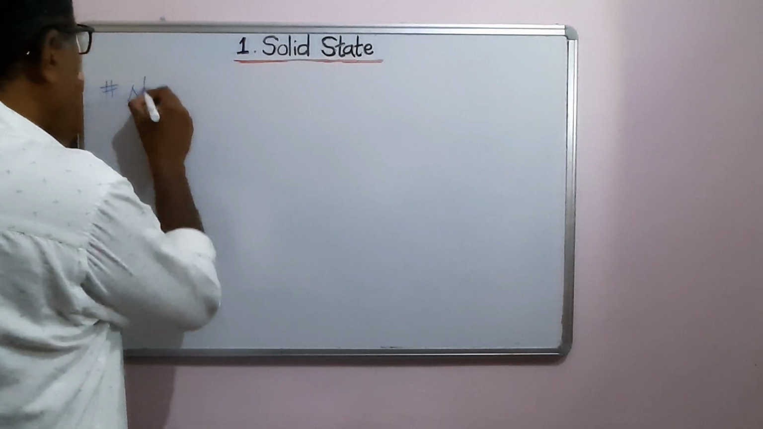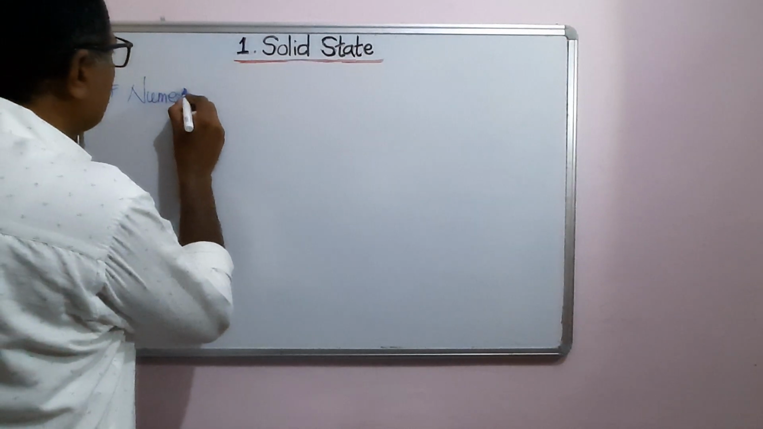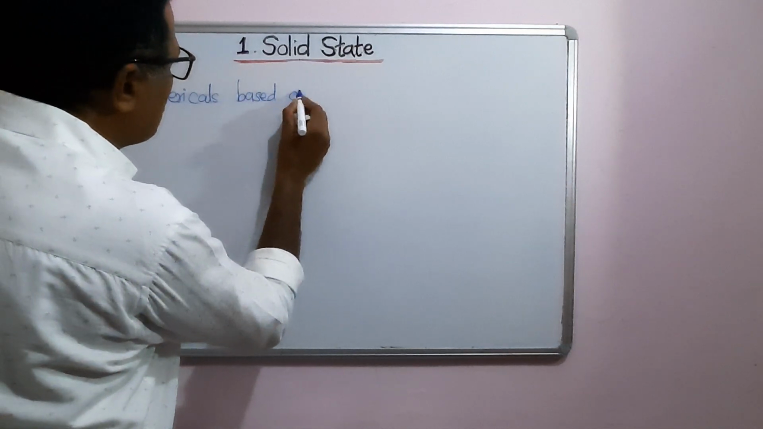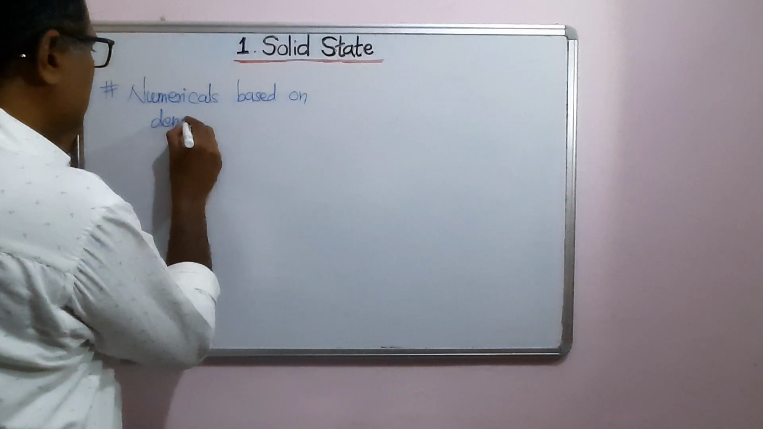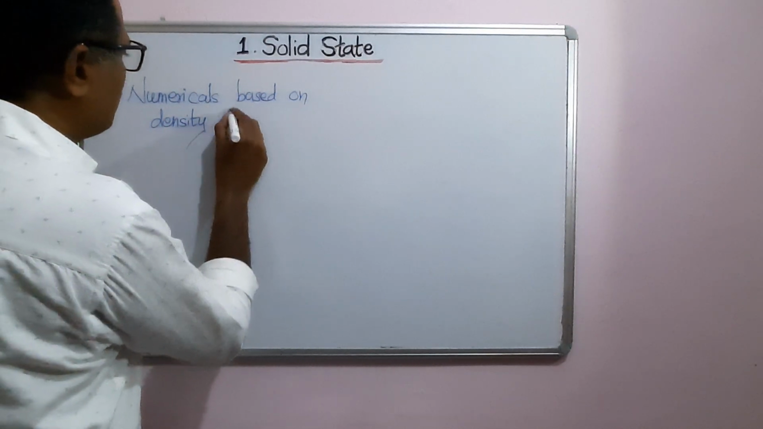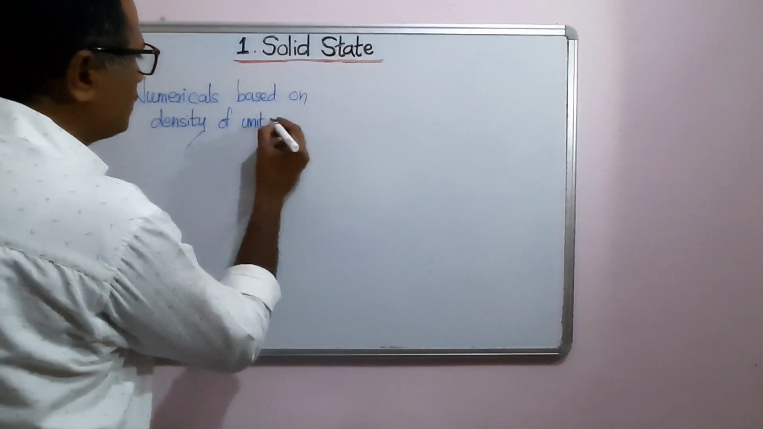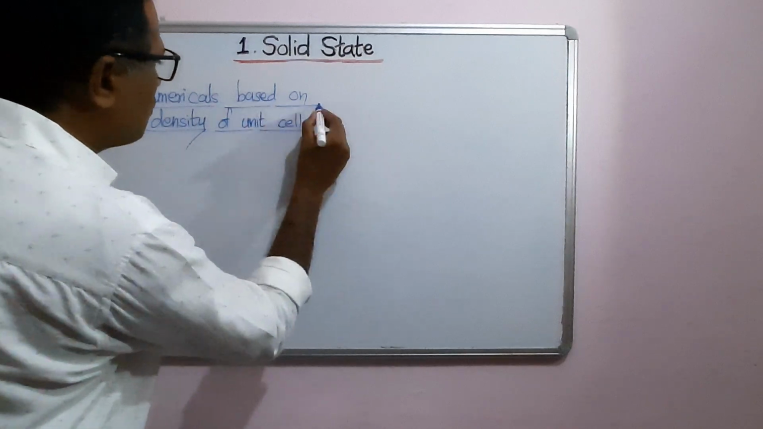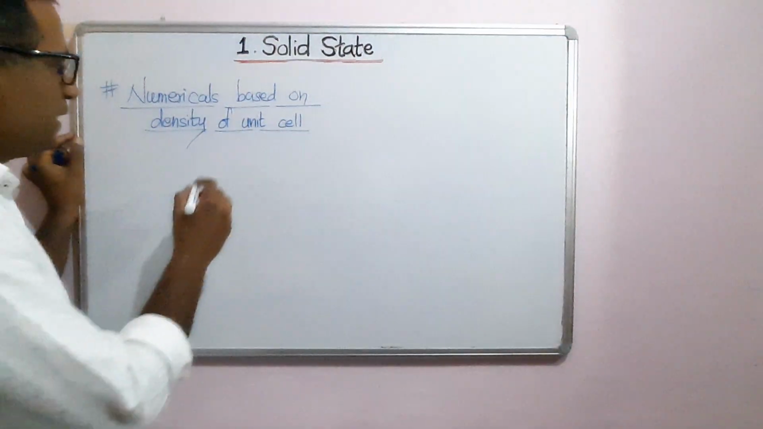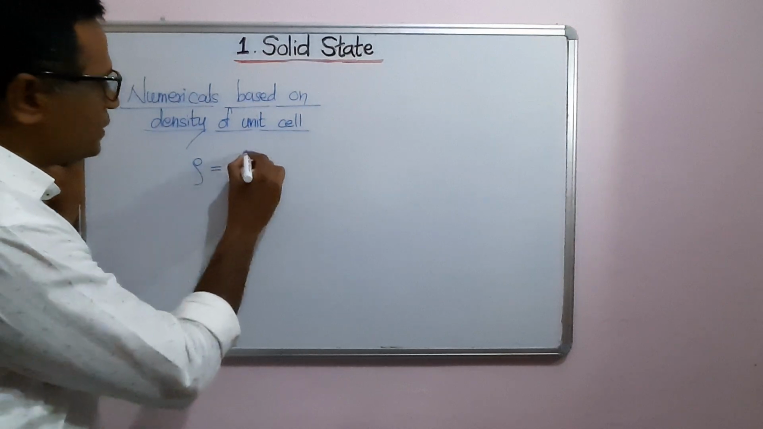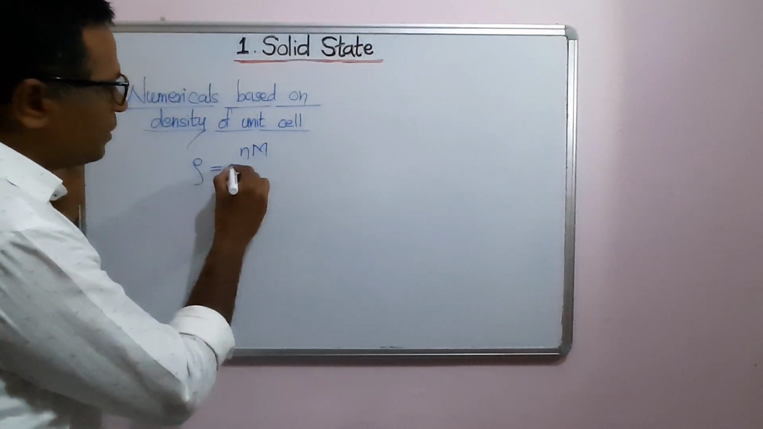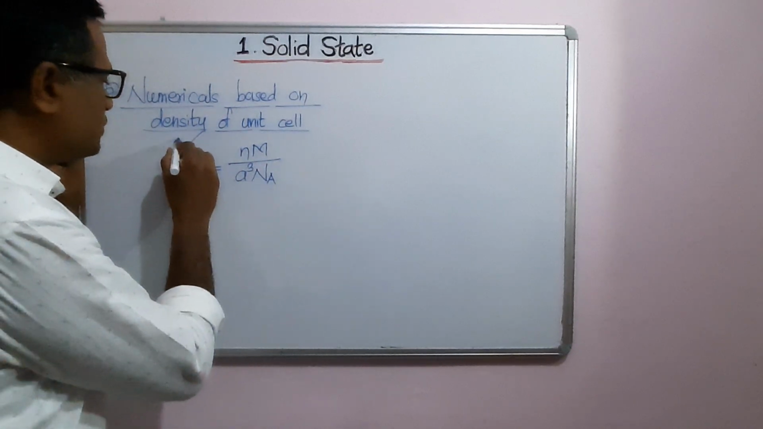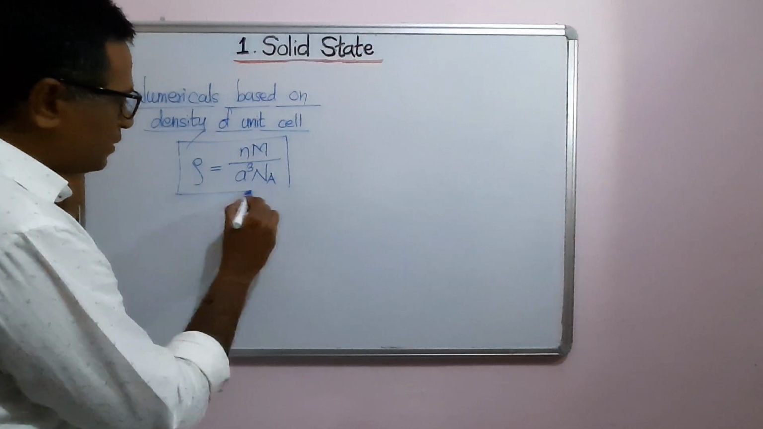So we start numericals based on density of unit cell. So in the previous video we got the equation for density of unit cell, and the equation is rho is equal to n into M upon a cube Na. So this is that equation we obtained in the last lecture.